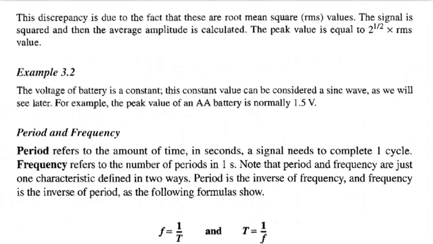Example 3.2. The voltage of a battery is a constant. This constant value can be considered a sine wave. As we will see later, for example, the peak value of an AA battery is normally 1.5 V.